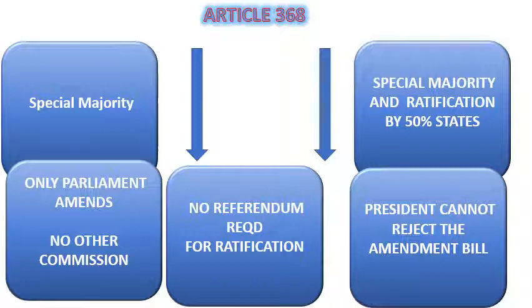And Article 368 also says President does not have the power to reject the amendment bill. President can reject on one or two occasions on the basis of his discretionary power, but President is not supposed to reject any amendment bill which is sent to him for approval and assent by the Parliament.